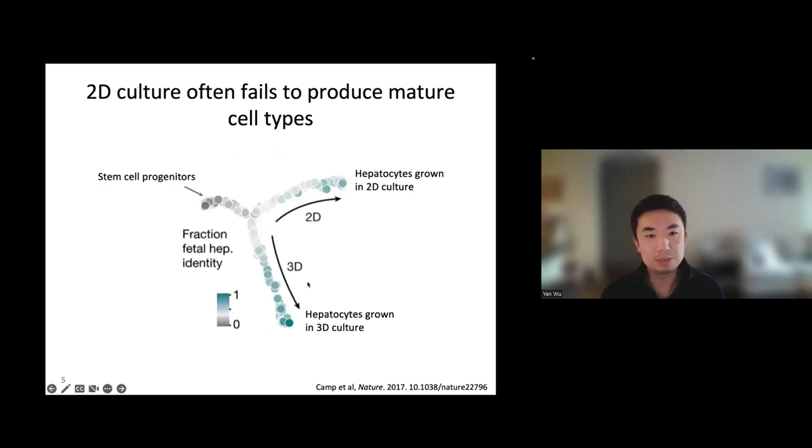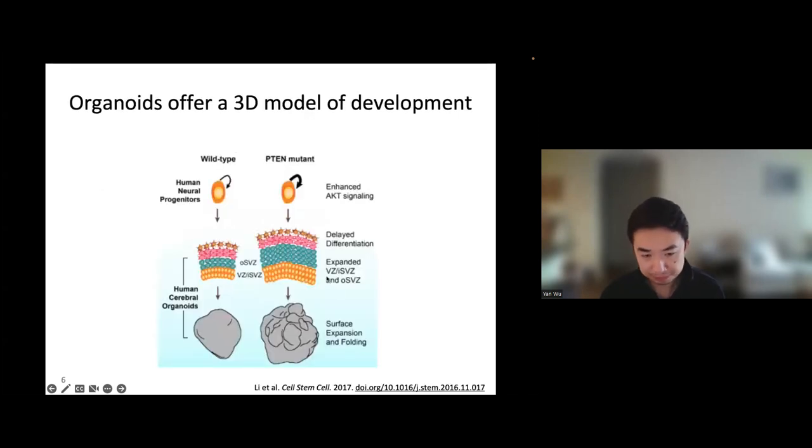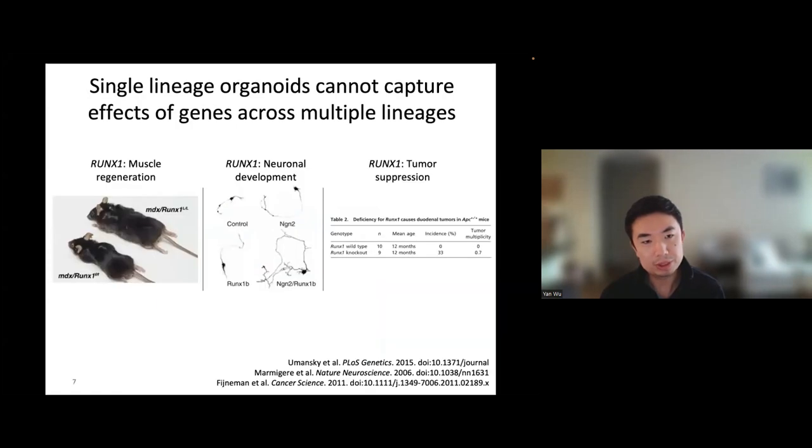2D culture often fails to produce mature cell types. One example here is these hepatocytes grown in 2D versus 3D culture. The 3D hepatocytes have greater hepatocyte identity. And organoids, including the talk right before me, offer a 3D model of development, which is really interesting. But many of the genes have effects across multiple lineages, for example. And even during development, the same gene will have different effects, right, across different lineages and at different stages of development. One example here is RUNX1, which is involved in both muscle regeneration, neuronal development, and is a tumor suppressor in the gut.